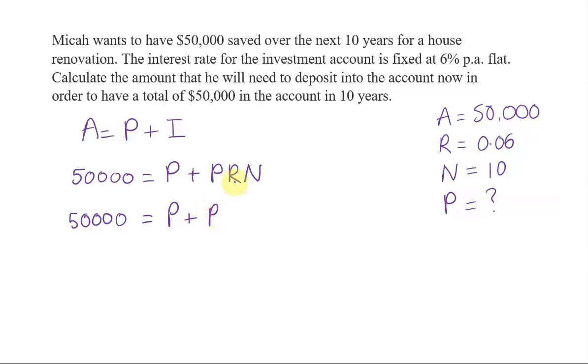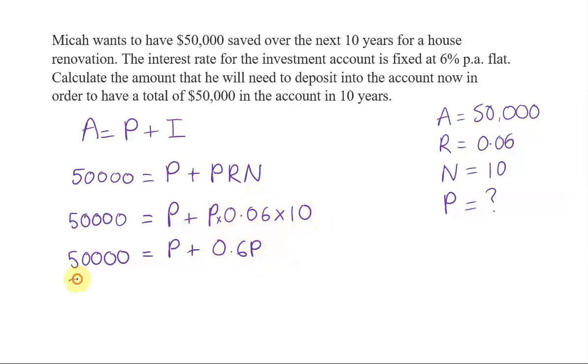so we'll leave that as P, times the rate was 0.06, times by number of investment periods, which was 10. So if we simplify this down a little bit, we have 50,000 is equal to principal plus, and what's our coefficient of this term? We have 0.06 times 10, so that's 0.6 times the principal. P times 0.06 times 10 gives us 0.6P.